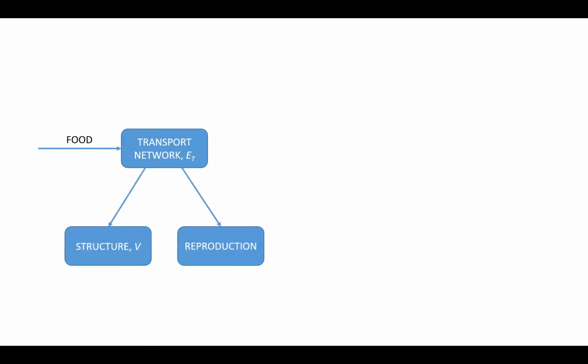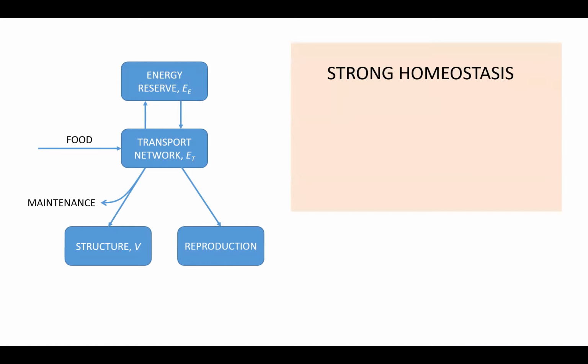So here is a transport network model where food enters a reserve compartment, and the assimilated energy divides up between the somatic and the reproductive branch. The somatic branch also is responsible for maintenance, and there is an energy reserve compartment on top, interacting with the transport network. Made a few assumptions.